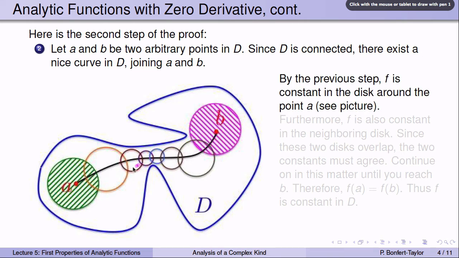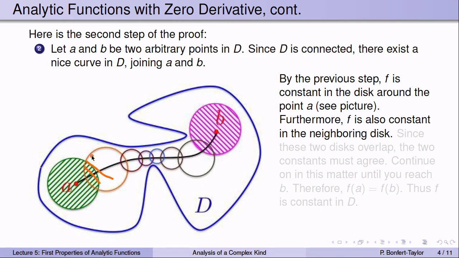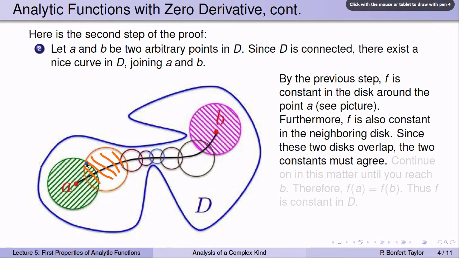By the previous step, F is constant in a disk around A. If I draw a disk that's small enough so it fits into D, F is constant in this green disk that I drew here. But now let's look at this neighboring orange disk. That's another disk, and in any disk F is constant, so it's also constant on this disk. But these two disks overlap, the green and the orange disks, they overlap on this piece here. F is constant on the green disk, so say F is equal to 1 plus i on that green disk. F is also constant on the orange disk, so let's say F is equal to 2 there. But on this blue portion where they overlap, those two constants are going to have to agree. So the constant must be the same for the green disk and the orange disk. So F is now constant on the union of the green and the orange disk.